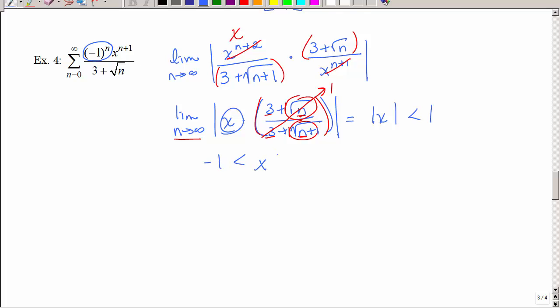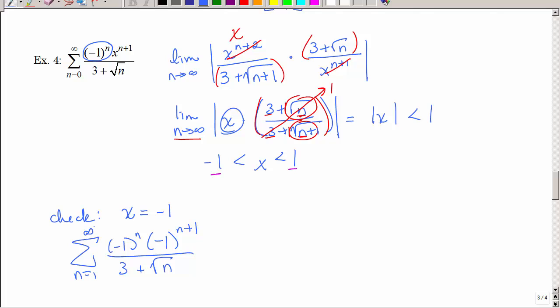So we know we have this radius. The question is do we include our endpoints? So just like on the first example, we have to check our endpoints. So I'm going to let x equal to -1. So now I have to go back and put that -1 back in there, and everywhere there is an x, I'm going to let that be -1.